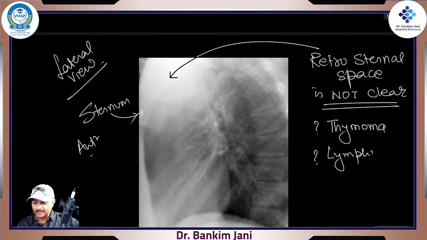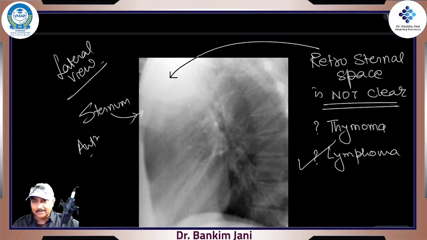So many times when you see the reports, the report is written like this: there is suggestive of space occupying lesion in the anterior mediastinum, suggestive of thymoma or lymphoma. Clinical evaluation is compulsory, suggested CT scan, right? So that's how you go for this patient. Later on it turned out to be thymoma. I'm sorry, lymphoma. This was a patient of lymphoma. It turned out to be a patient of lymphoma.